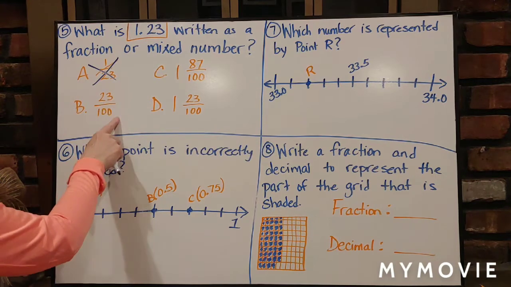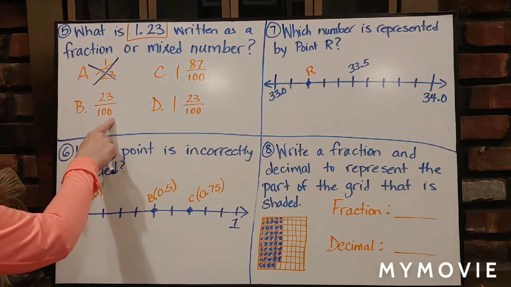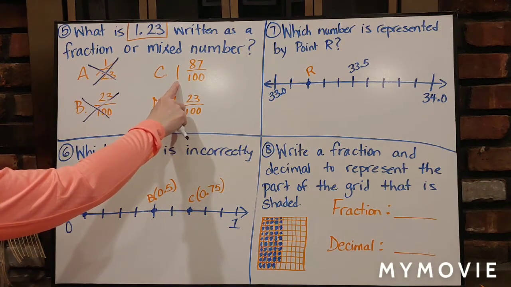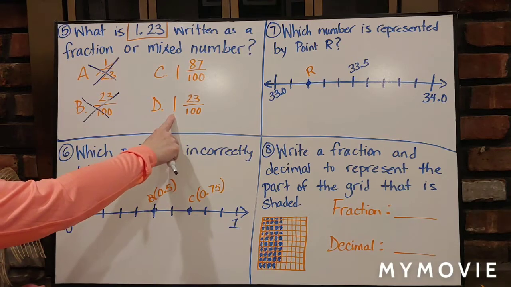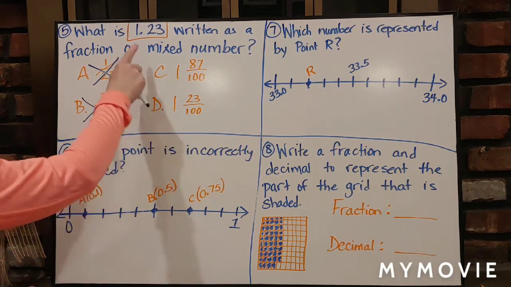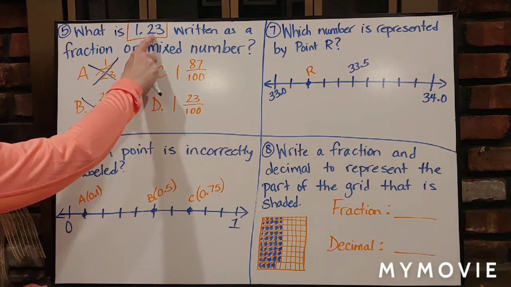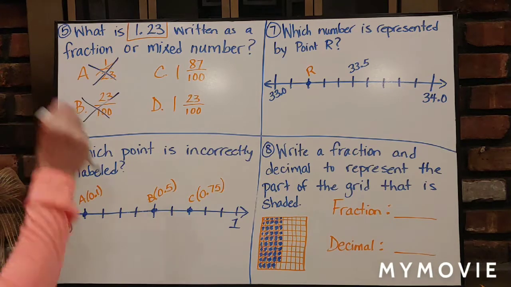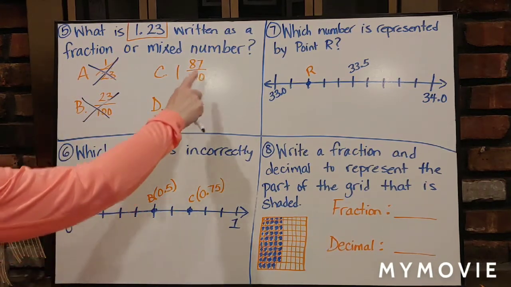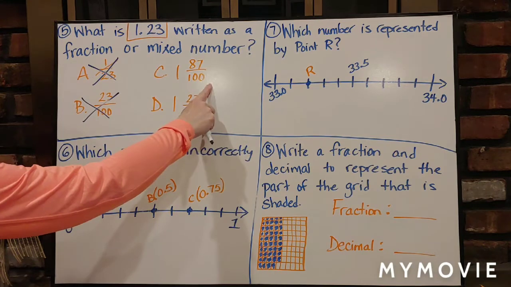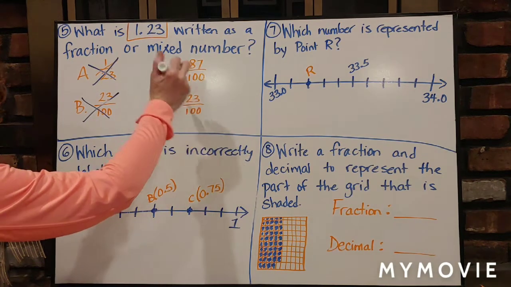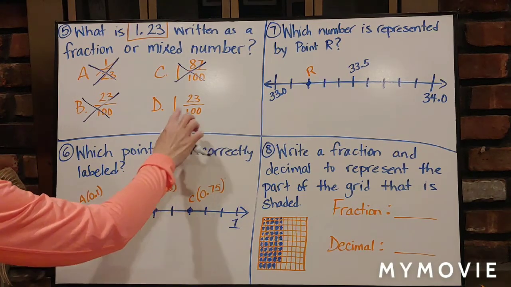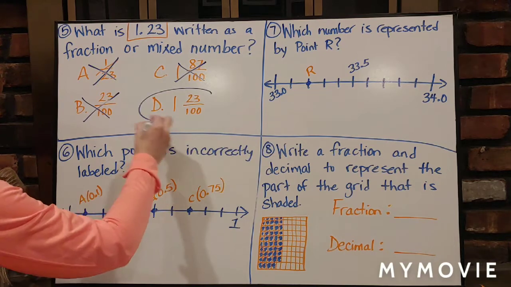Does this have a 1 whole? No, it has 23 over 100, 23 hundredths. No. Does this have 1 whole? Yes, it does. So that could be your answer. Or does this have 1 whole? Yes, it does. So now we're down to these 2. So both of these have the 1 whole. Now we want to look at the decimal. 23 hundredths. That's what we're looking for. This is 87 hundredths. So is that our answer? No. And this is 23 hundredths. 1 23 hundredths. So this is our answer.